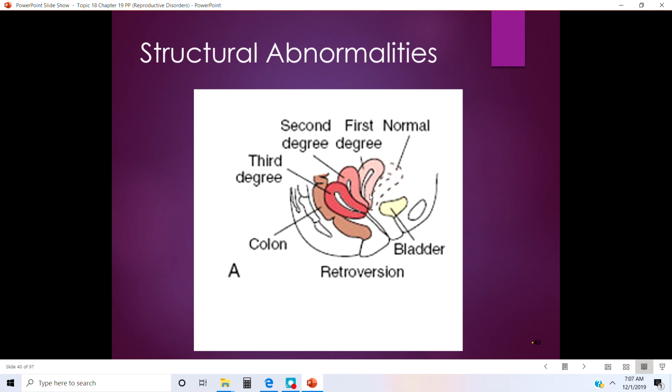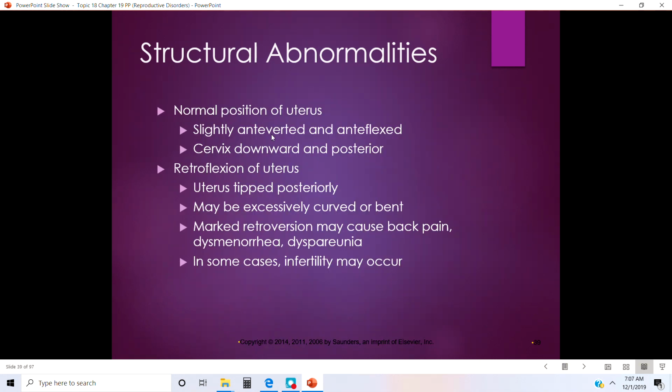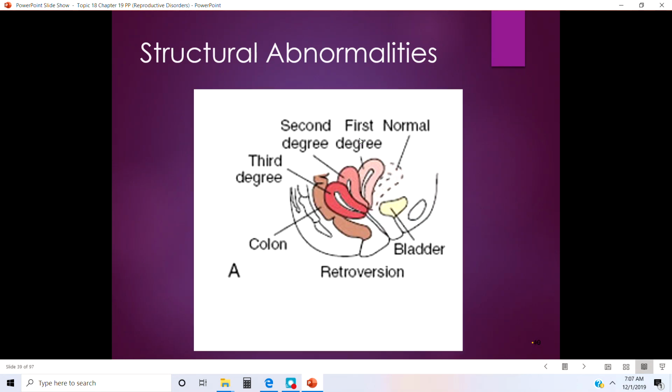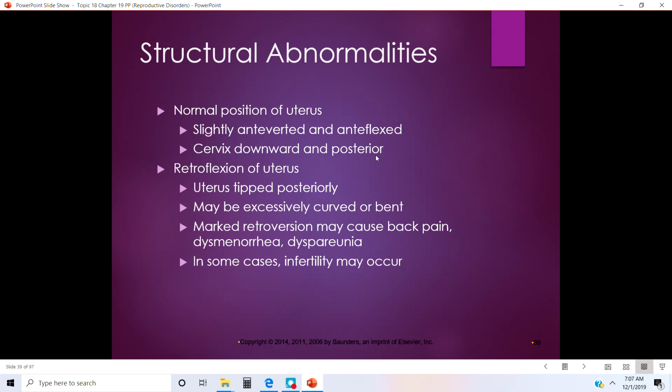So normally the uterus is positioned forward over the bladder this way, and see how it's curved, like flexing, kind of curved forward, and that's what we're talking about. The anteverted and anteflexed uterus is positioned forward over the pubic bone. That's the normal position. The cervix, which is the lower part of the uterus, is down over here, projecting down into the vaginal canal. Right, so it's going to be downward and a bit posterior.